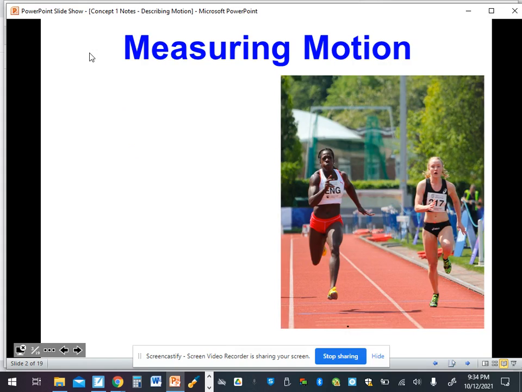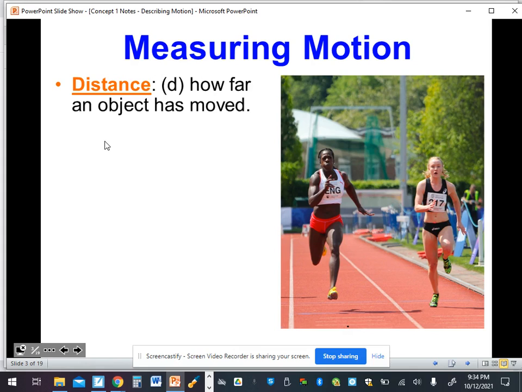All right. So now that we know how to figure out if something is moving, now we need to figure out how to measure it. So how do I measure movement and motion? The easiest way to do it is with distance. So distance is, we're going to use a variable, which are letters. In this case, a lowercase d. Make sure it's lowercase. So whenever you see lowercase d, that will stand for distance: how far an object has moved. Makes sense?